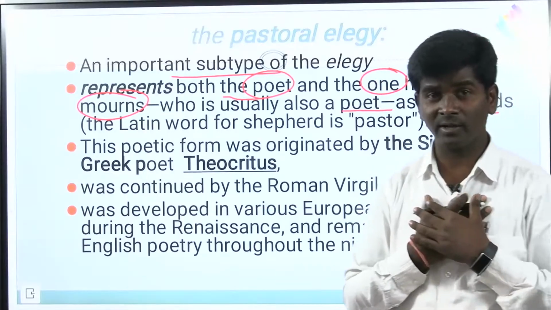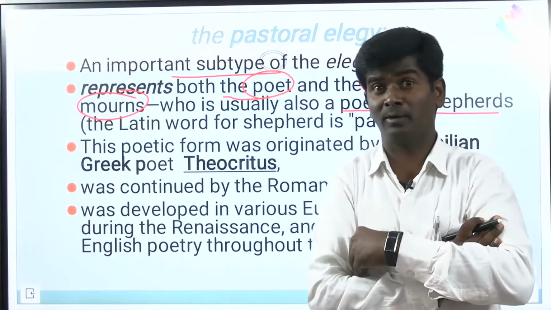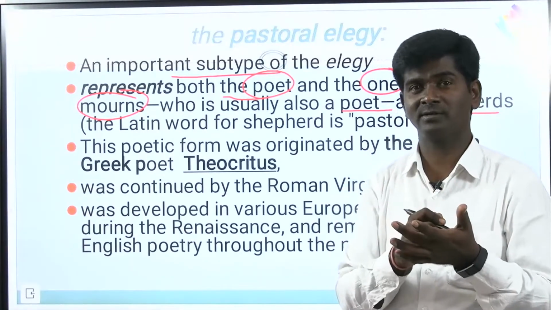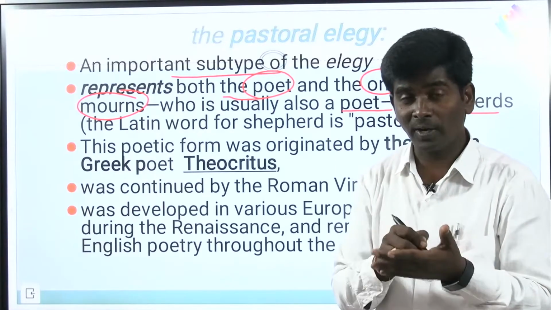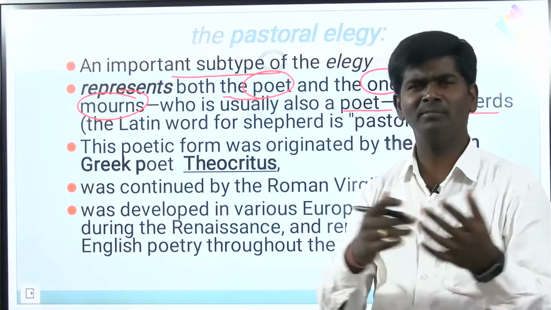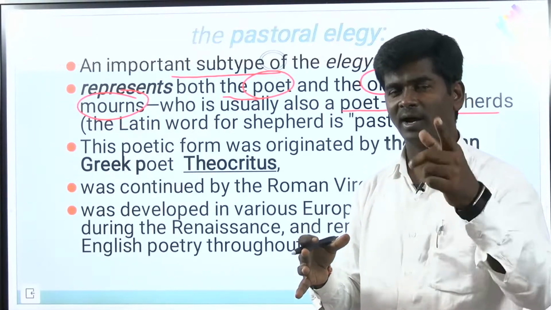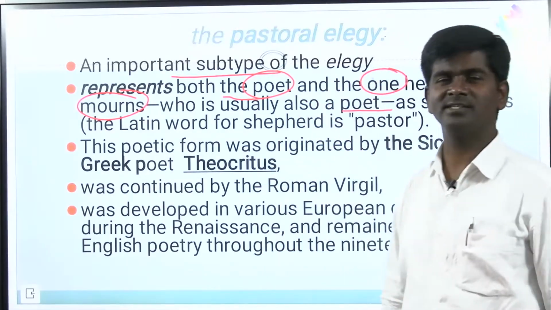And his close friend, P.B. Shelley, was disappointed. He cried a lot and he wanted to convey his emotions, and he composed Adonais. Adonais is written on the death of John Keats, and who wrote Adonais? P.B. Shelley. Who is crying in the poem? P.B. Shelley. So both the poet and the one who mourns in the poem are the same. Those poems are considered to be pastoral elegies.